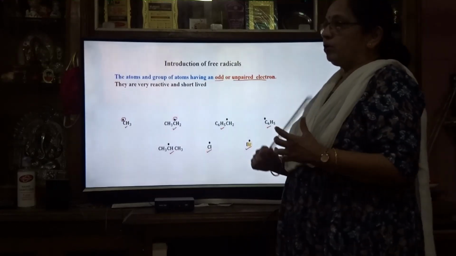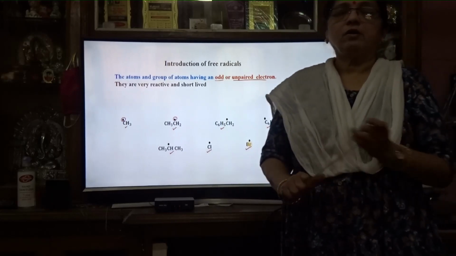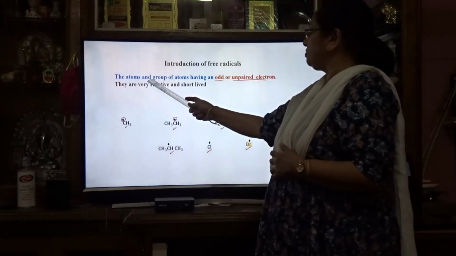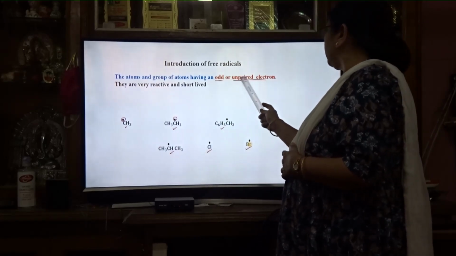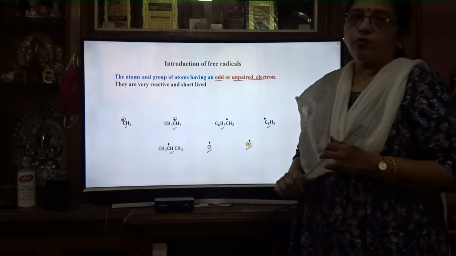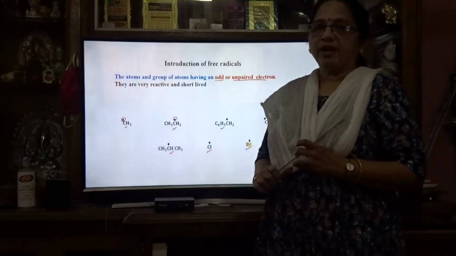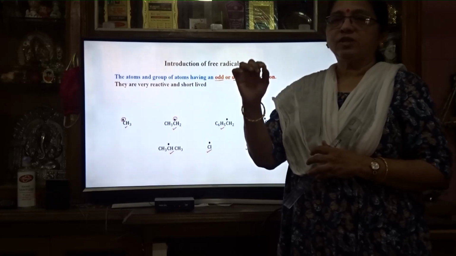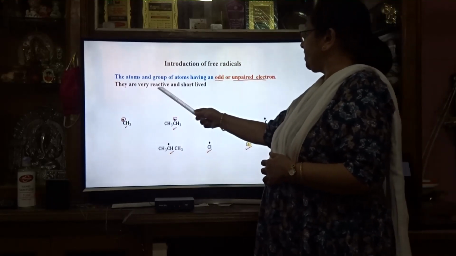Before going to this cleavage part, I want to tell you what a free radical is. What is a free radical? The atoms and groups of atoms having an odd or unpaired electron are known as free radicals. When the bond breaks, one of the electrons goes to one of the atoms, and that is known as a free radical. They are very reactive and short-lived.